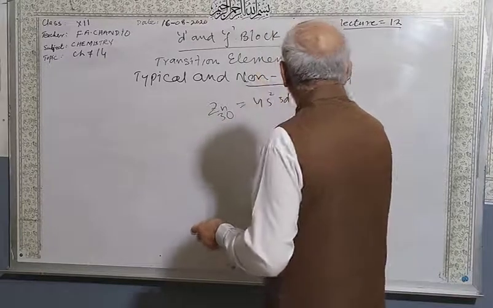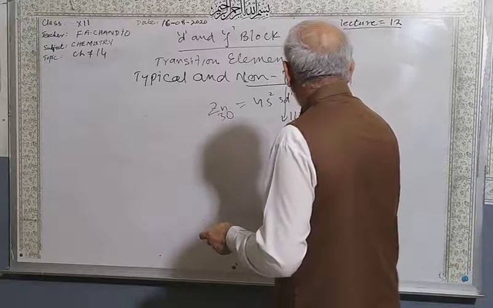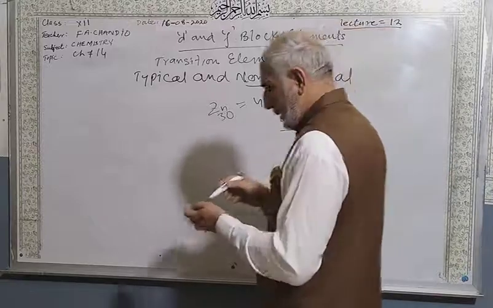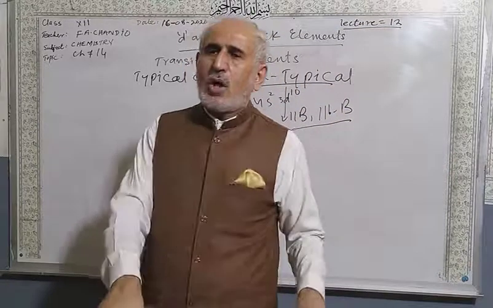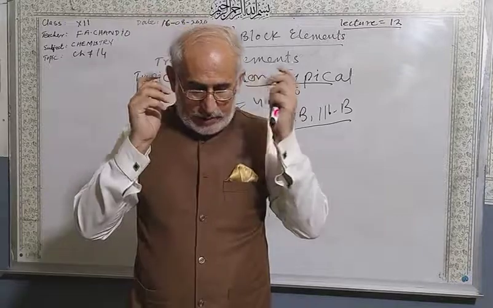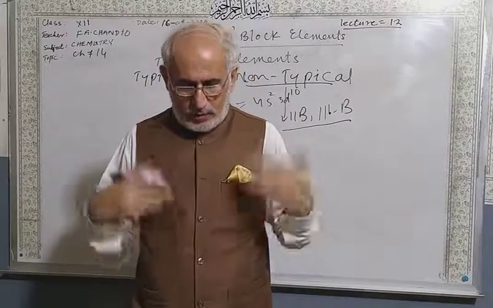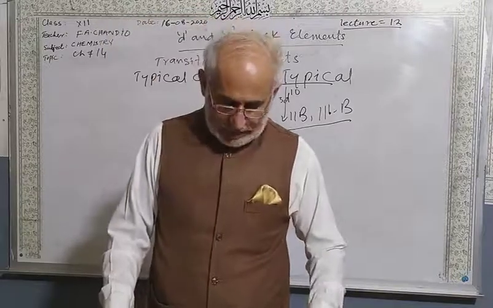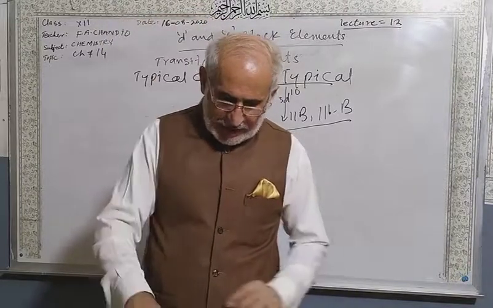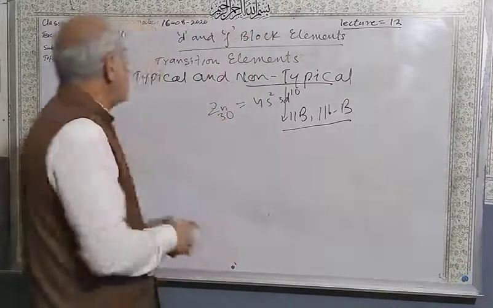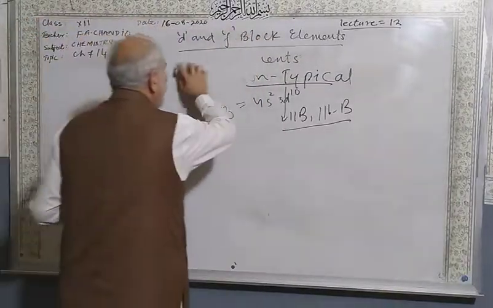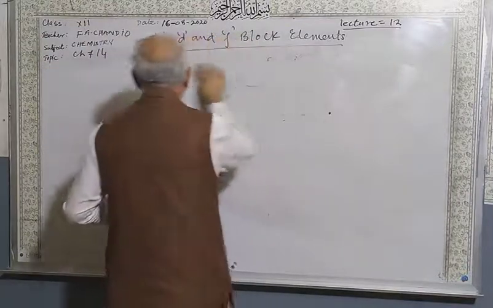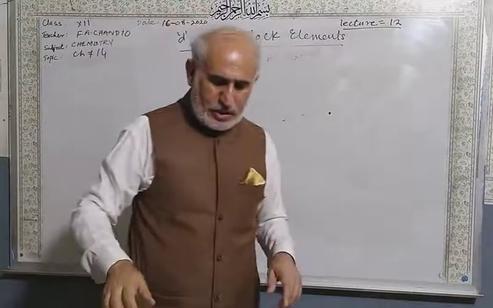2B and 3B, these are called non-typical transition elements, and 4B, 5B, 6B, 7B, 8B, and 1B are all called typical transition elements. This is an introduction about the transition elements, students. We are talking about the d block and f block elements, outer transition elements and inner transition elements.